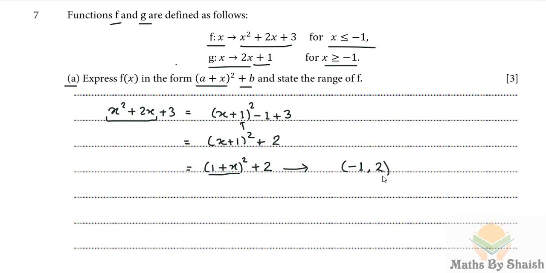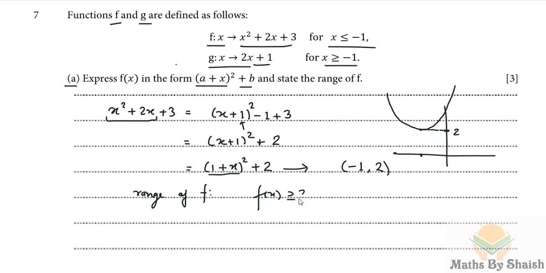So the turning point is (minus 1, 2). If we have a graph like that, (minus 1, 2) would be here, so the graph would be like this, and hence we can see the minimum point is 2. So the range of f would be f(x) greater than or equal to 2, because here we have minus 1 in the domain, so that's why the range is f(x) greater than or equal to 2.